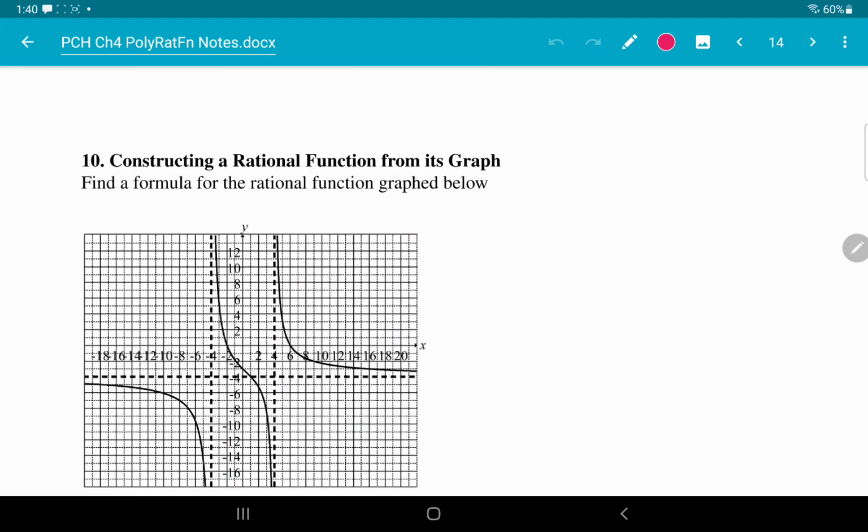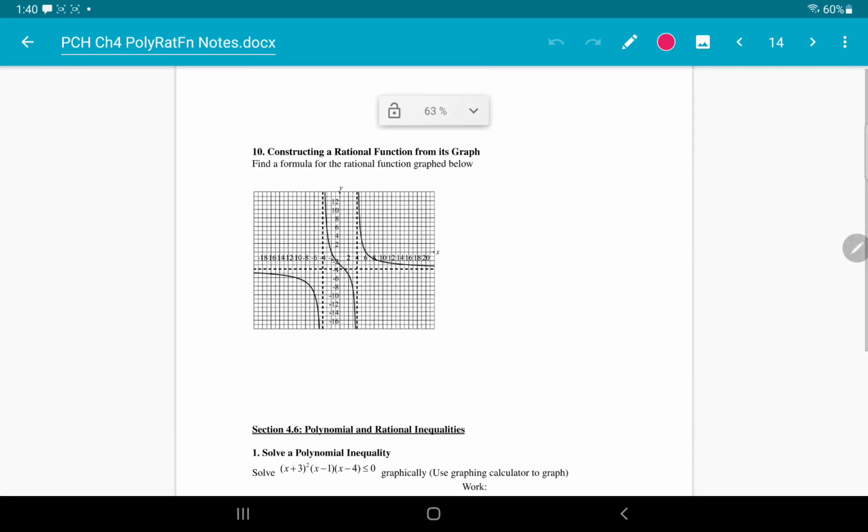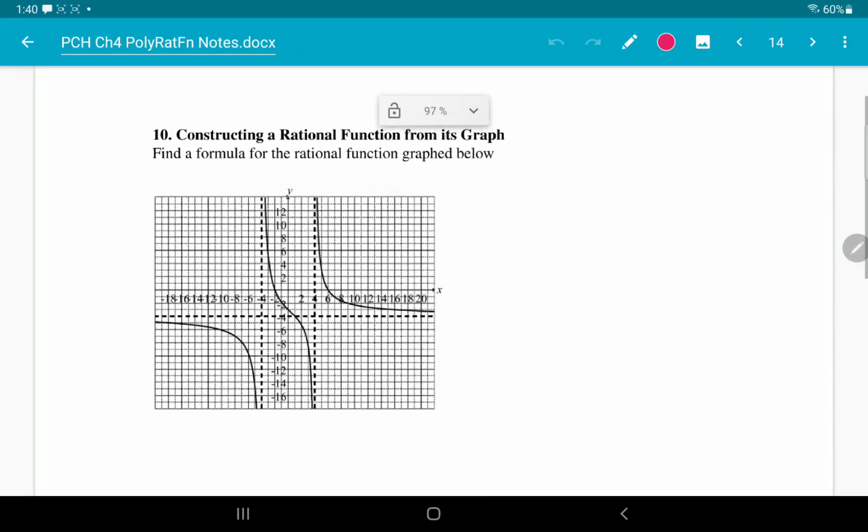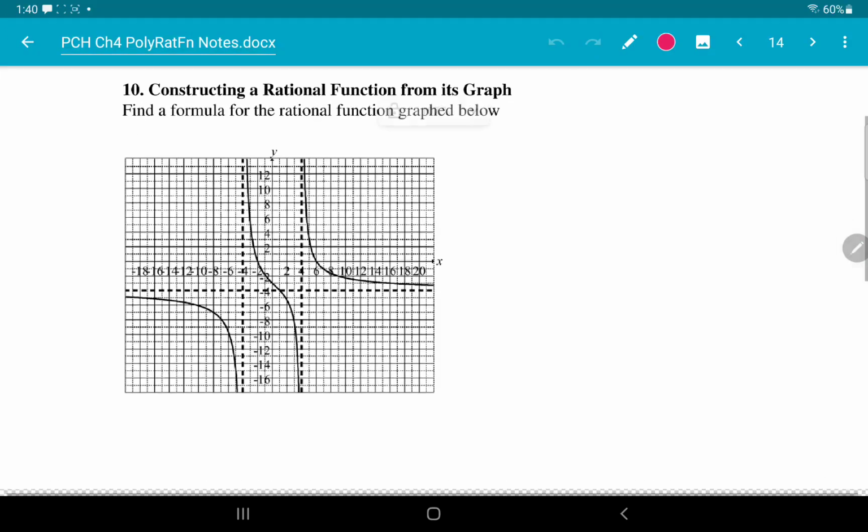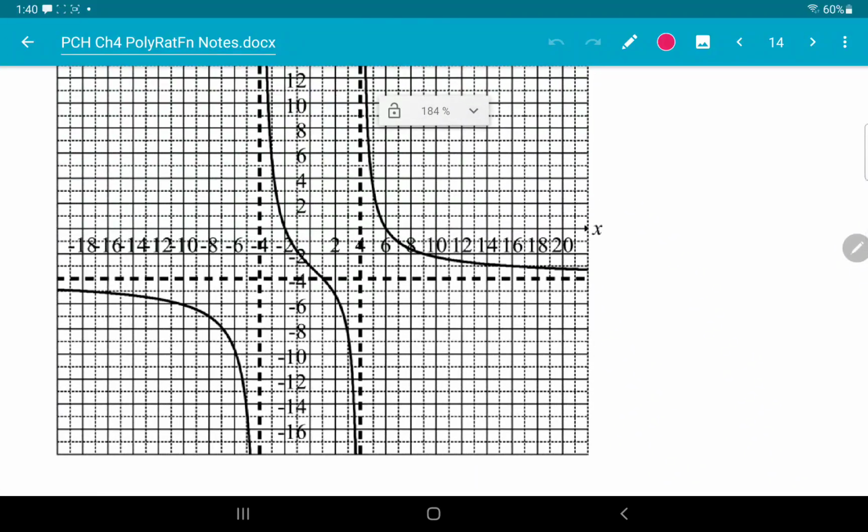Okay, let's go on. So now we are given the graph, and we need to find the actual rational function. So what you want to do is identify all the important parts. One thing to note is it's kind of hard to see on this, but here you have the x-axis. At the x-axis, it looks like we have an x-intercept at (6, 0). That's going to be something important to see.